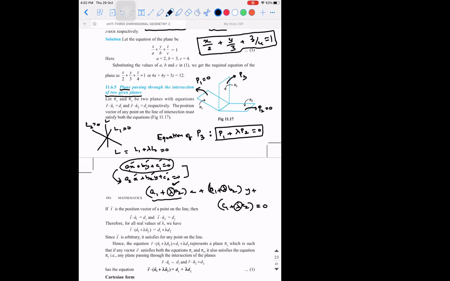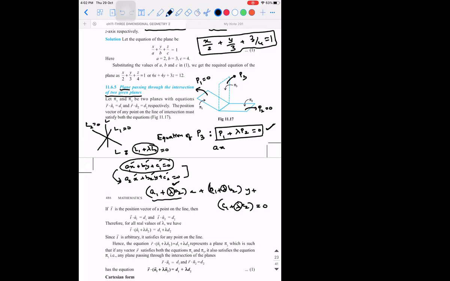The value of lambda, you can choose infinite number of values, right? So the equation of a straight line passing through the intersection of two other lines is given like this. In a similar way, the equation of a plane passing through the intersection of two other planes is given by P1 plus lambda P2. Okay, because it is the same logic.